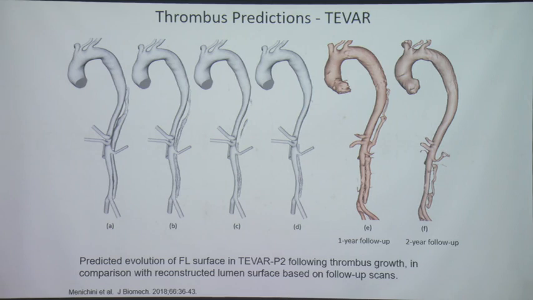So in other words, our model can predict whether thrombus forms or not, but it cannot predict exactly how long it will take. It can't say the thrombus will form after 3 months or after a year, and that's beyond our control. But we can tell that the thrombus will form or will not form.